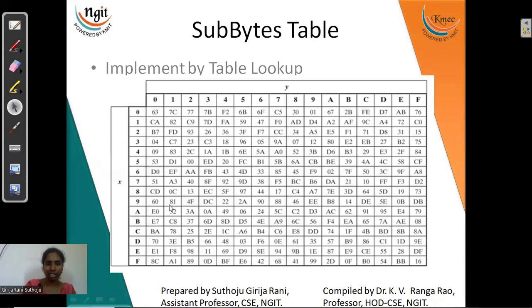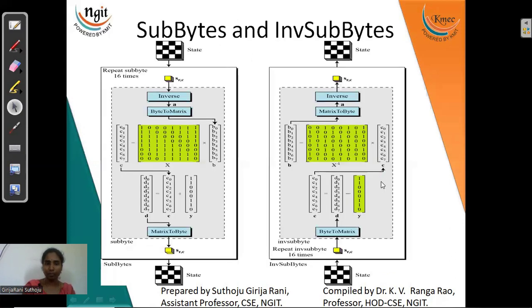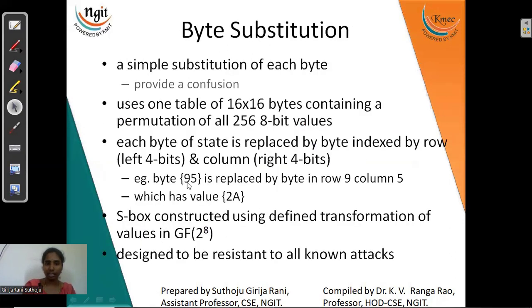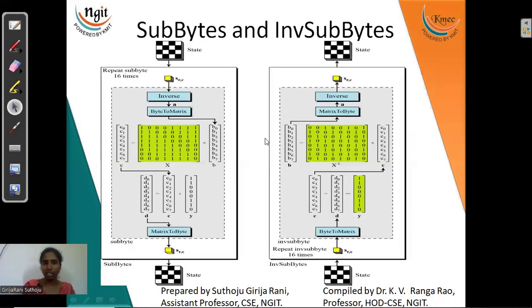So just now we have 95, right? 9 and 5. See, 9 and 5 combination, you have 2a. So the element is 2a. So that is the reason the previous example which we took, 95, is replaced with 2a in this slide. Okay, in this slide. See, 95 is replaced with 2a. Got this, I guess, now, right? See, that is what we are doing in the substitution byte.